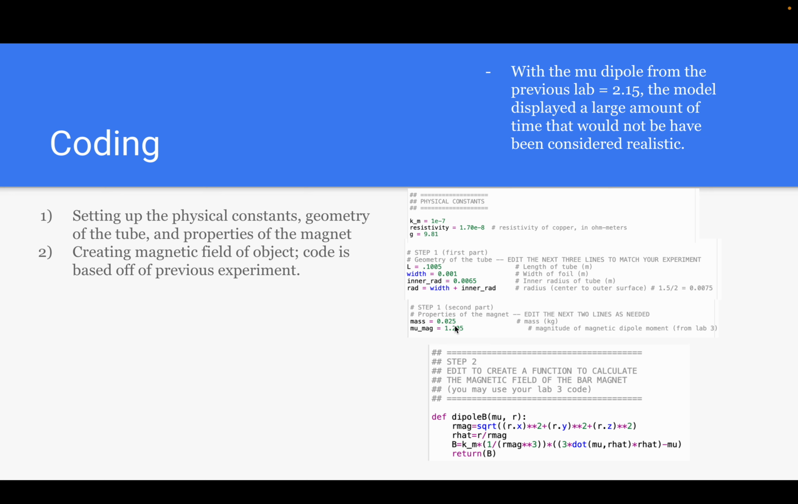And then for the mu dipole or magnetic dipole, with the information from the previous lab where dipole was equal to 2.15, the model did not accurately reflect the actual experimental time it took to drop the magnet, which was around 13 seconds. And so this was adjusted to 1.2 in order to reflect that. And the second part was creating the magnetic field of the object, where this code is based off of the previous experiment and as a function creates the magnetic field of the bar magnet.